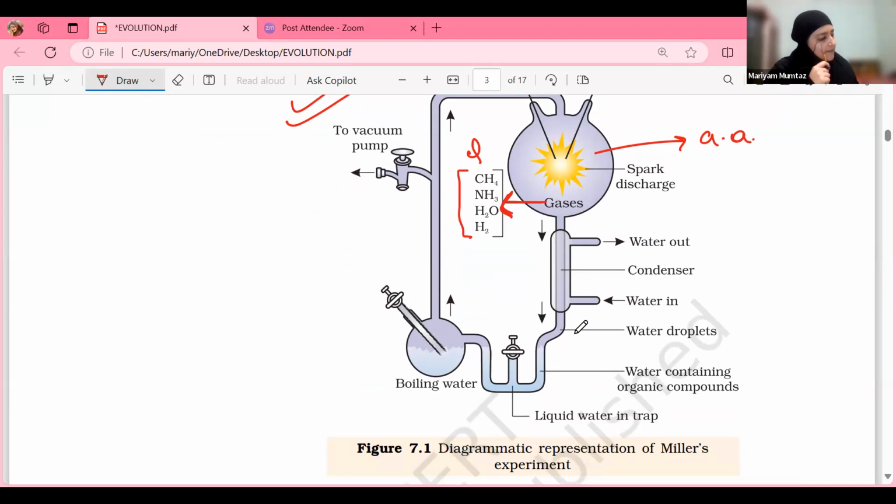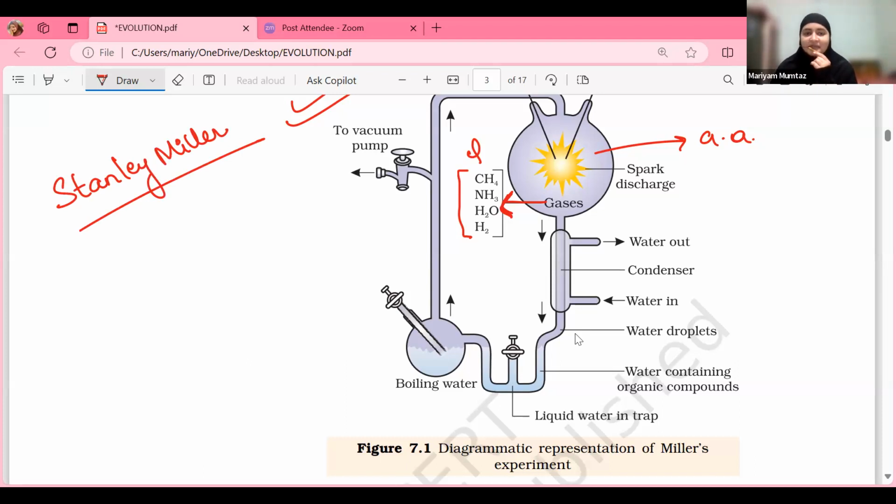No, there's no Stanky Miller. He's Stanley Miller. Okay, how do you pronounce it? Stanley. Stanley Miller. Oh, Stanley Miller. Okay. What's the other one?